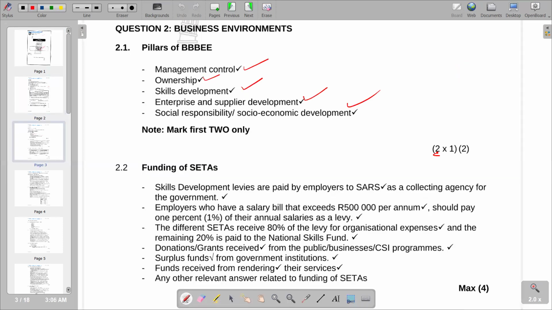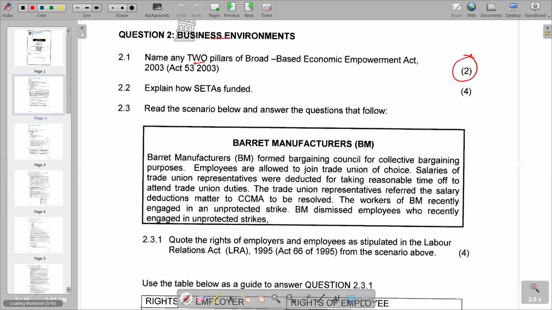See that the first point is saying the Skills Development Levy: employers who have a salary bill that exceeds 500,000 rand per annum should pay 1% of their annual salary. SETAs receive 80% of the levy for organized funds. Then we go to the next one: donations or grants received from the public, businesses or CSI programs also being another option. And then we've got surplus funds from government institutions, and funds received from rendering their services. So these are the sources that we have according to 2.2.